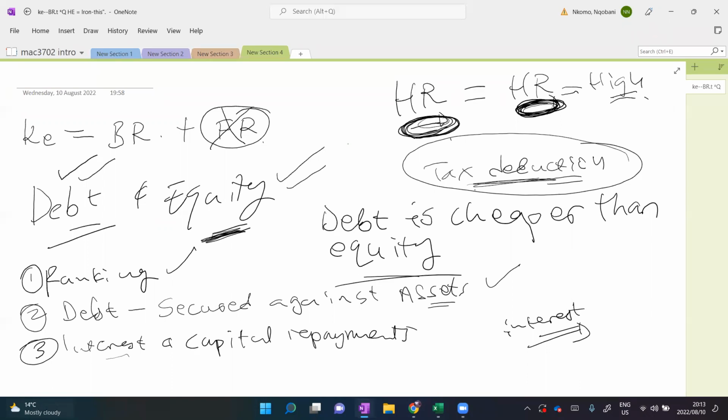Any questions, additions, or subtractions? Good people?